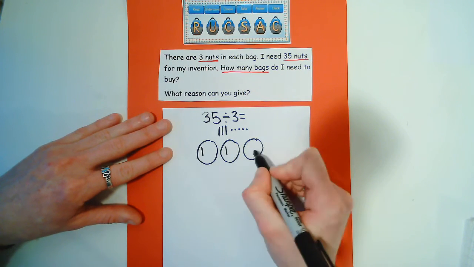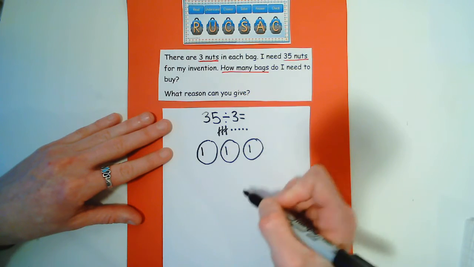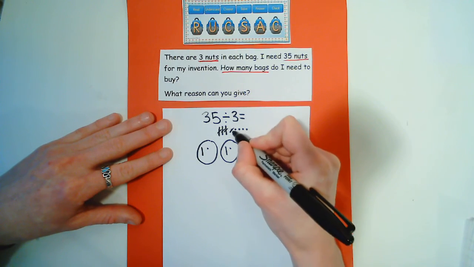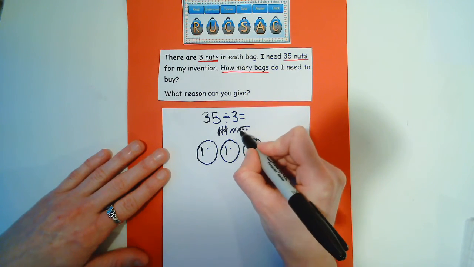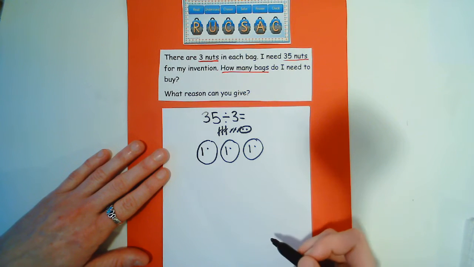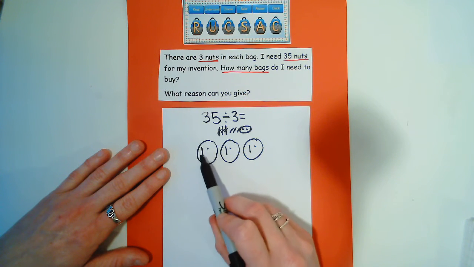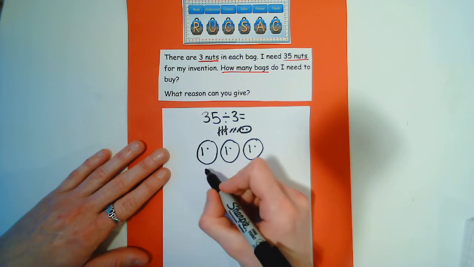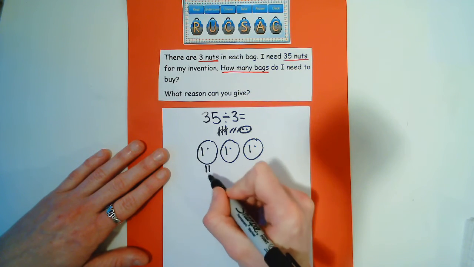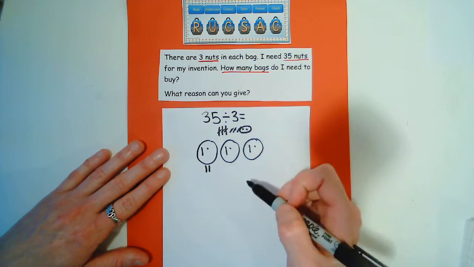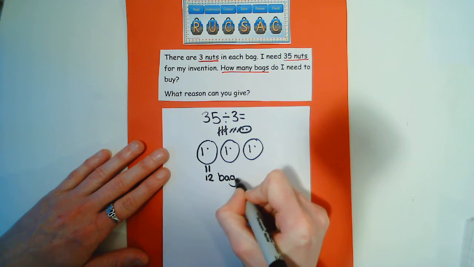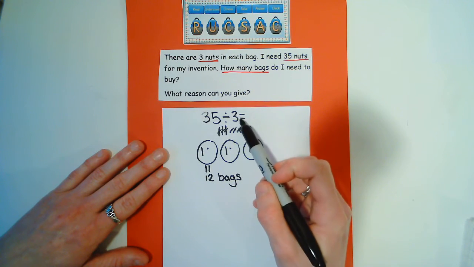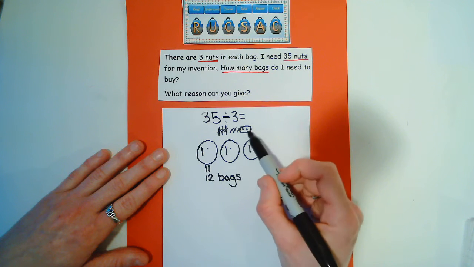So 1, 2, 3 tens. Cross them off. 1, 2, 3. Now I've got 2 left over here that we can't now divide into 3. So what we need to do is see how many bags so far have we got. 10, 11. So far we need 11 bags, but then we've got 2 left over. So what we will actually need is 12 bags. Yeah, because 35 divided by 3 is 11 with 2 left over.